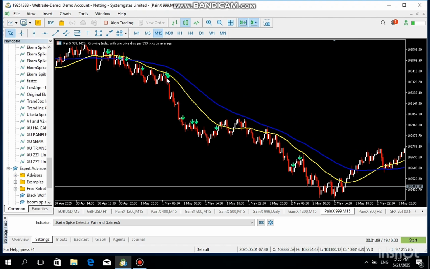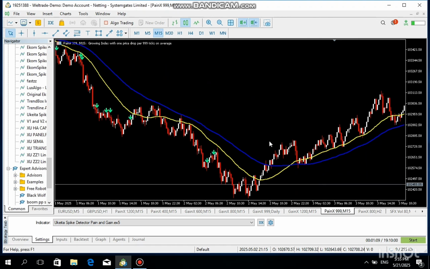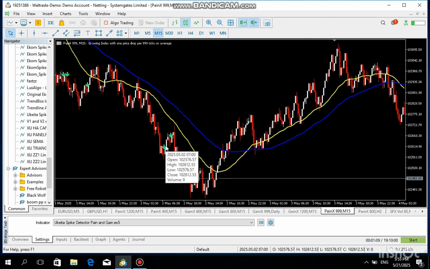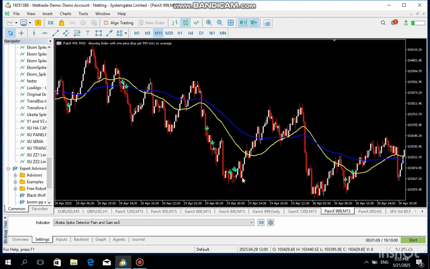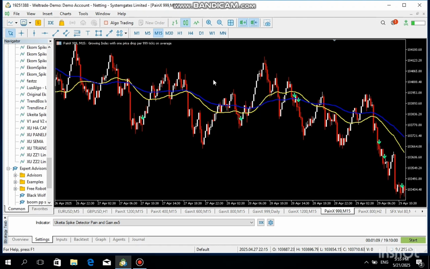And when you have the arrows, you sell and you catch the spikes. You sell, you hold, and you catch the spikes, and you make your money. The ranging market, here is a ranging market. We avoid such a market.